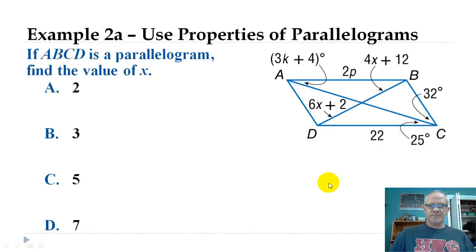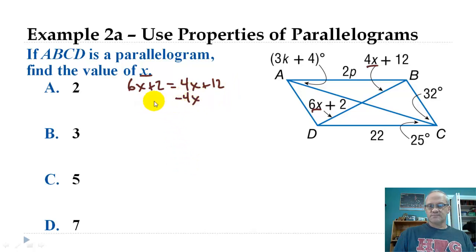Wow, lots of stuff going on here. Let's see what we can do. First of all, we're going to try to find x. Where's x? Here's an x, and here's an x, no other x's anywhere else. 4x plus 12 is this part of the diagonal, and 6x plus 2 is this part of the diagonal. Those two should be the same, because this diagonal splits this into two equal pieces. So 6x plus 2 has to equal 4x plus 12.